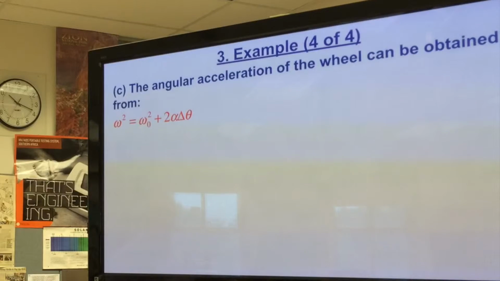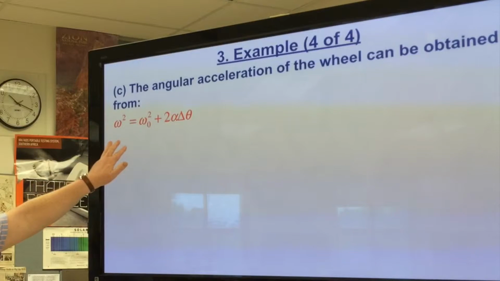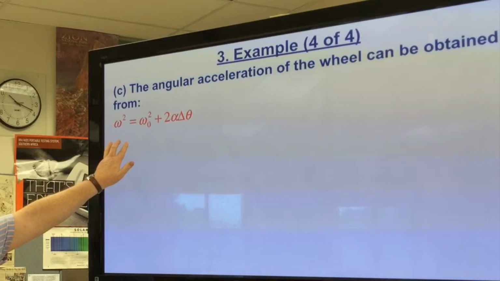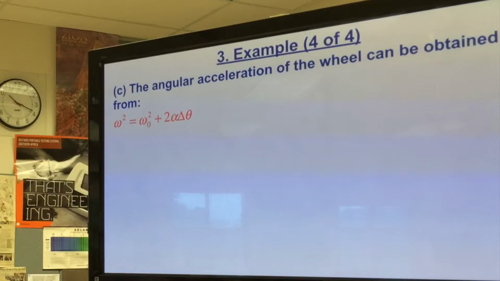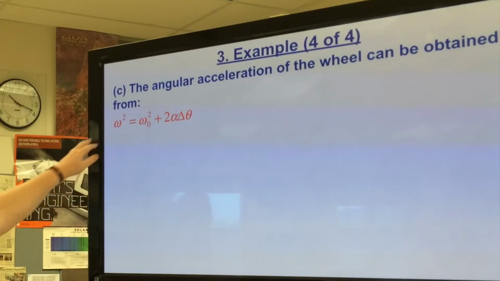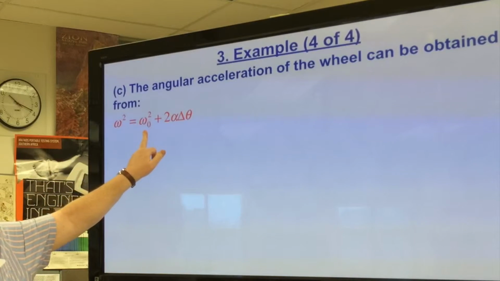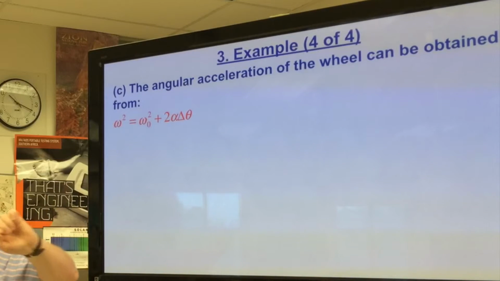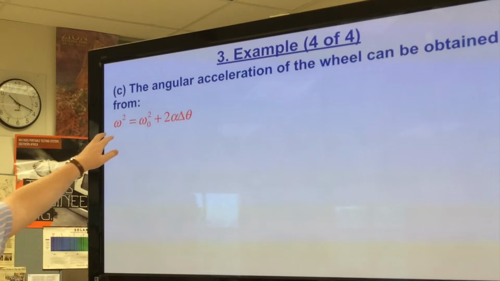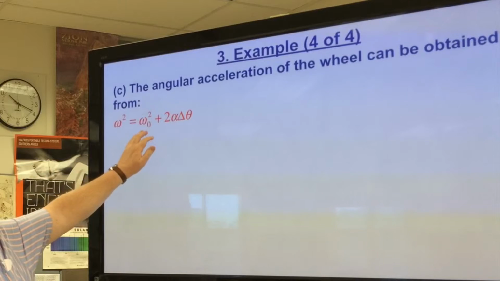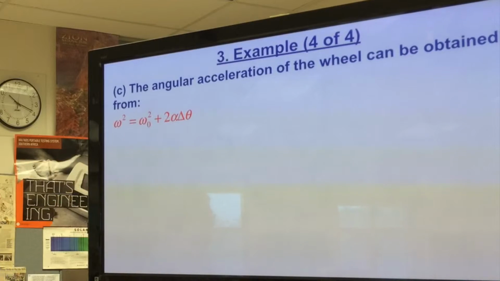Next thing we want to find out is the angular acceleration. We can use this equation for rotational kinematics, which looks very similar to the one that we use in linear kinematics. Remember, v squared equals v naught squared plus 2a times x minus x naught, which is delta x. In this case, we've got omega squared equals omega naught squared plus 2 alpha delta theta.